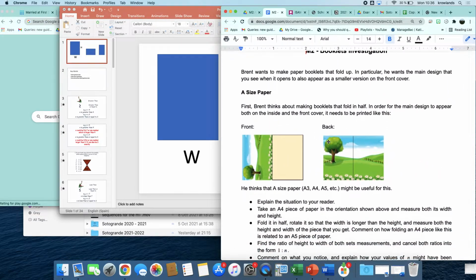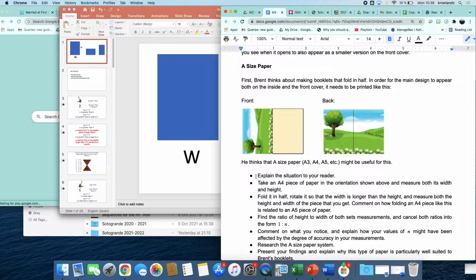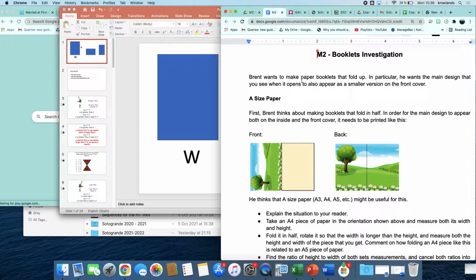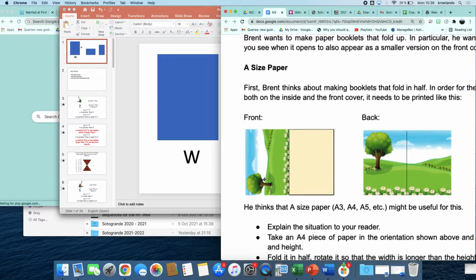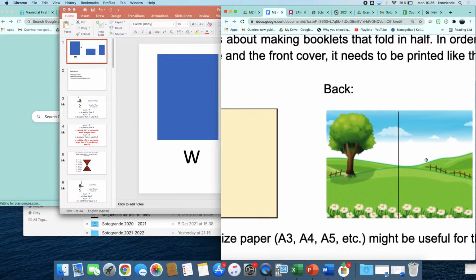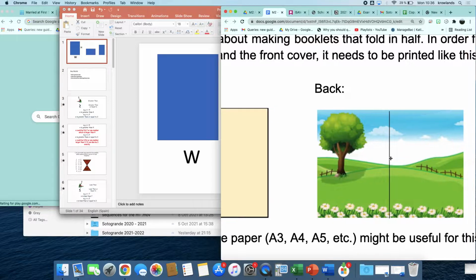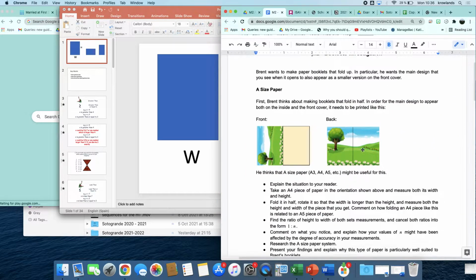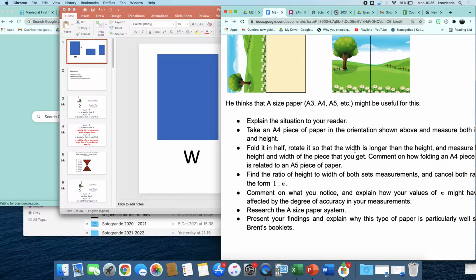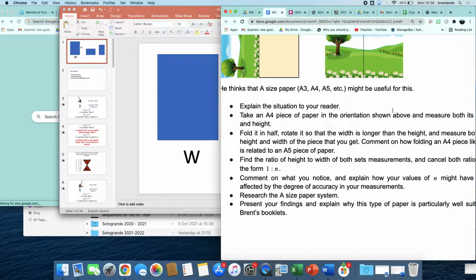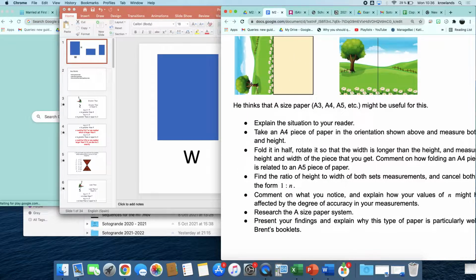The first question says, explain the situation to your reader. So what you need to do is read what this investigation is about. It's all about folding pieces of paper in order to make sure the image continues on the front and the back page. So for example, if you fold this piece of paper in two, you are going to have 2 similar things here. So what we're going to be doing is taking an A4 piece of paper in the orientation shown above. This means we are going to take it horizontally.